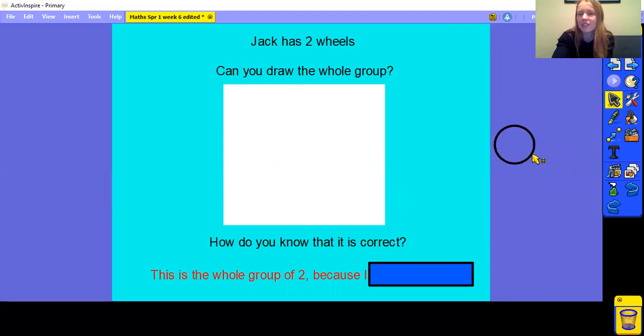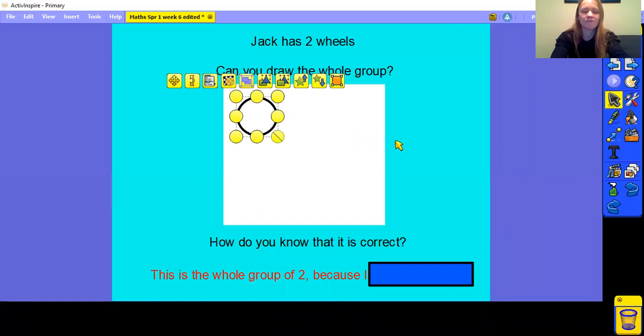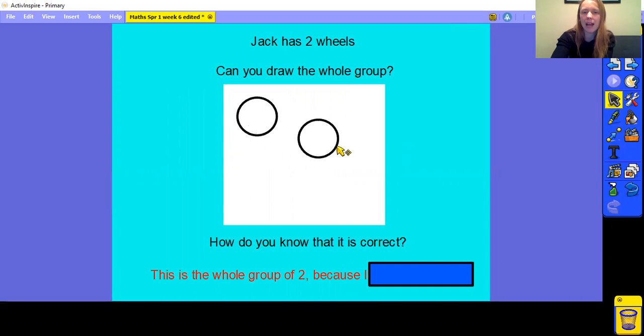I'm going to use these circles to help me. So Jack has 2 wheels. If I'm going to draw the whole group, I need to draw all of Jack's wheels. Here's 1 wheel. No, that's not the whole group. I do not have all of them yet. Here's 2 wheels. 1, 2.